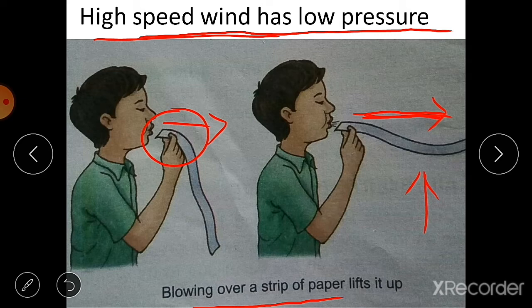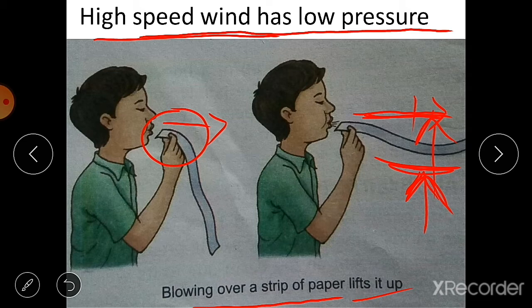Below the paper, the air remains still and the pressure remains the same. Therefore, the pressure under the strip of paper becomes higher compared to the pressure above it, and this results in the upward lift of the paper strip. High speed wind has low pressure, and air always tries to move from high pressure to low pressure, and that's why this strip of paper is lifted up.